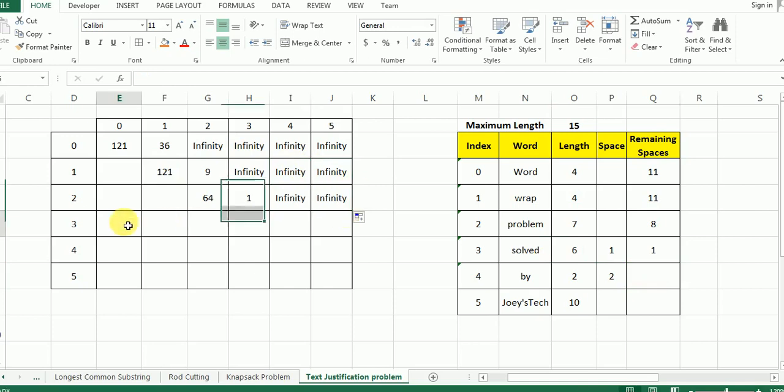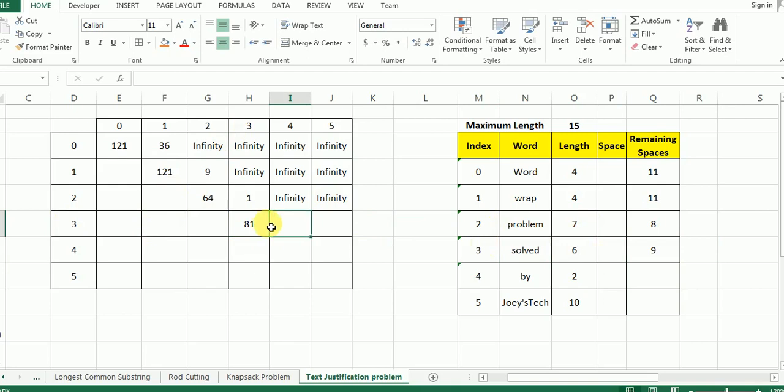Moving on to the next row, which starts from index 3. The word at index 3 is solved. We will be starting from here. So 3 comma 3 is going to make it 6. To avoid confusion, I am going to delete these cells. So 15 minus 6 is going to be 9. And I will place the value 81 over here.